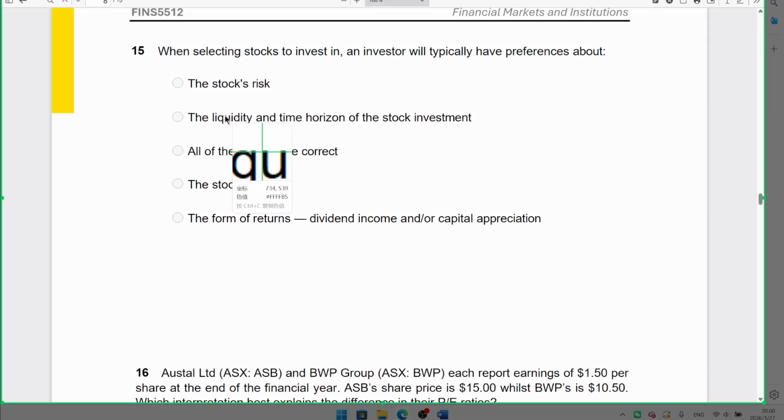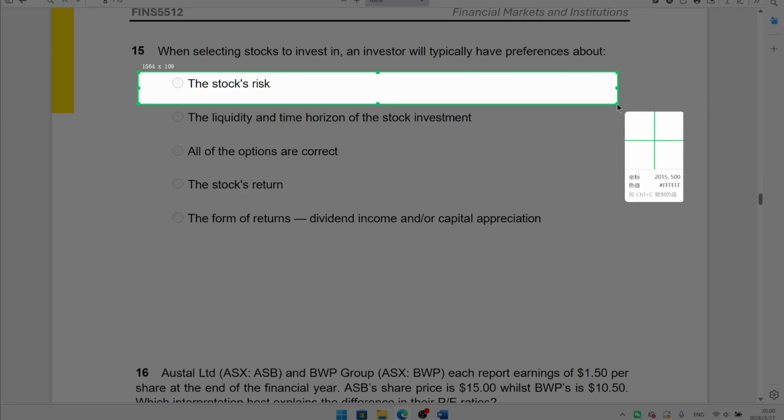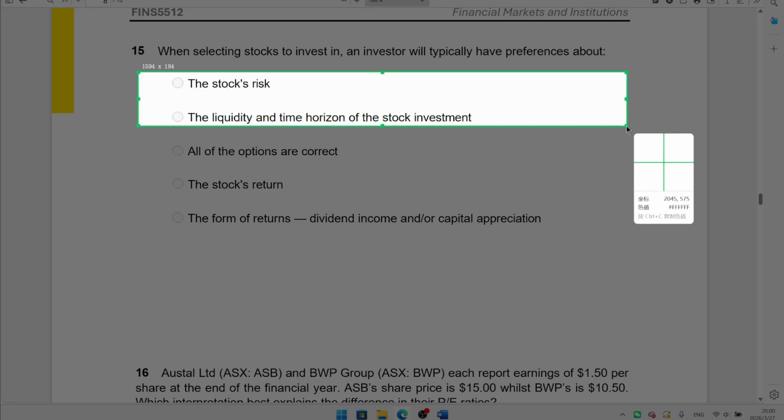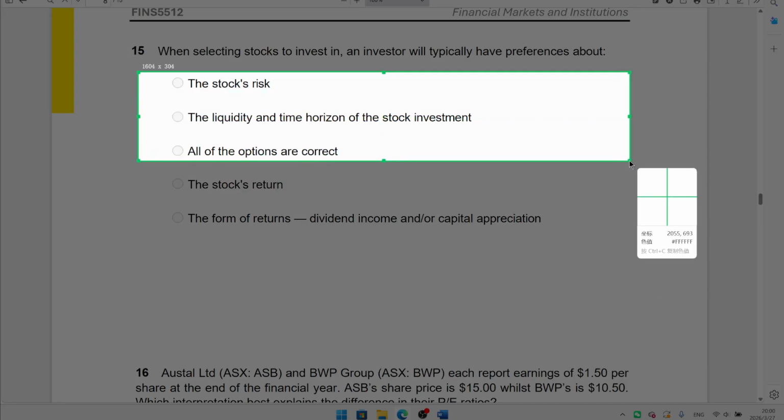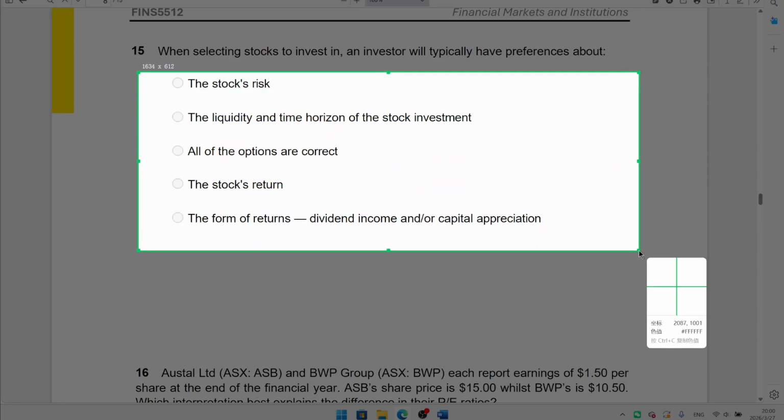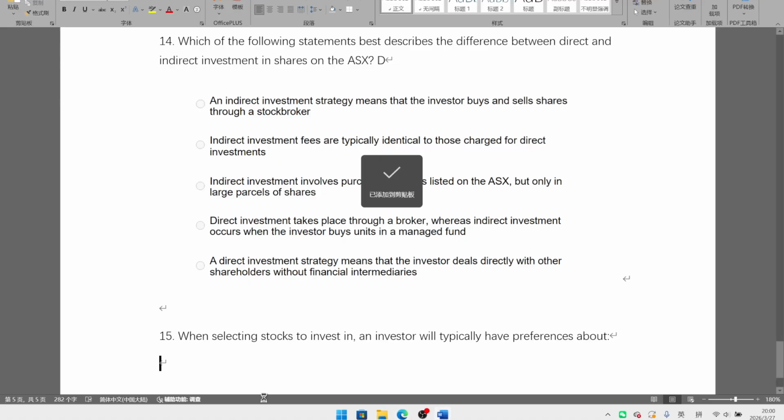Selecting stocks to invest in. Investors will typically have preferences about the stock's risk, liquidity, and time horizon. Yes, so C is the right answer.